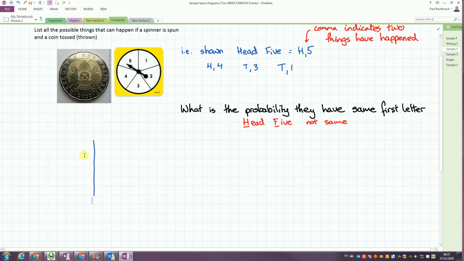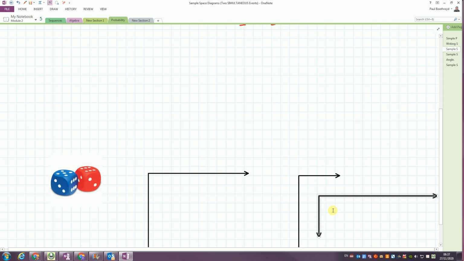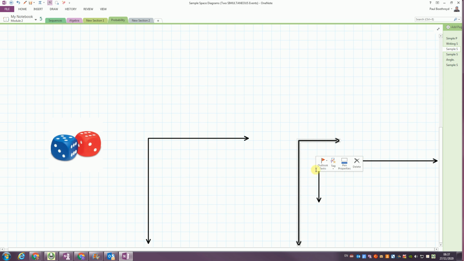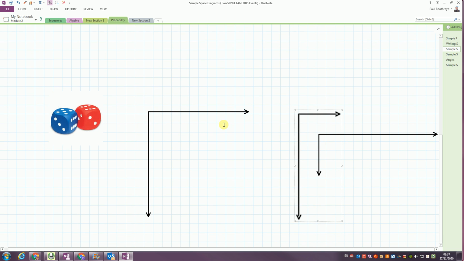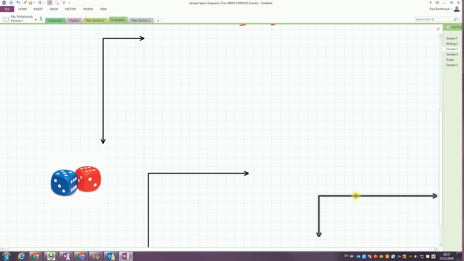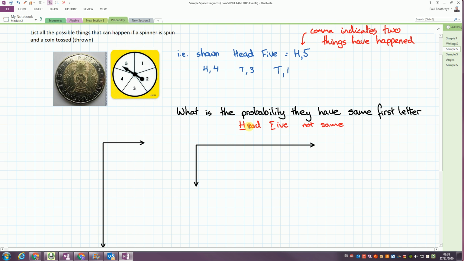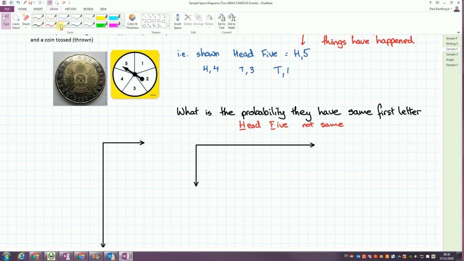Actually, I made a couple of spare ones down here. Copy them. Now it doesn't matter which way round you use these, as long as you're being consistent. Let's copy them both. Let's move that one up. Either way round, the sample space diagram works and helps us organise our information.